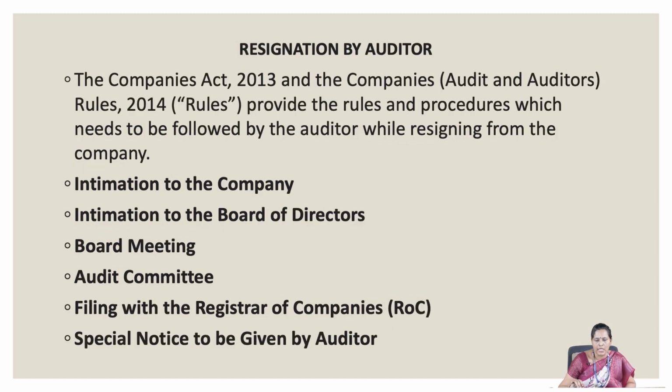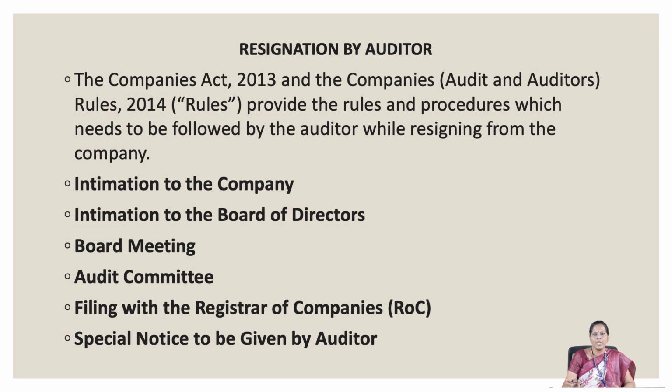Now let us look at the resignation of the auditor. Whenever the auditor plans to resign from the post of the auditor, they will have to follow the rules and procedures prescribed by the Companies Act 2013 as well as by the Companies (Audit and Auditors) Rules 2014. There are certain things that have to be done by the auditor whenever he or she plans to resign from the post. First thing is, the auditor has to intimate the company that they are resigning. They have to give an explanatory note to the board of directors on why they are resigning.